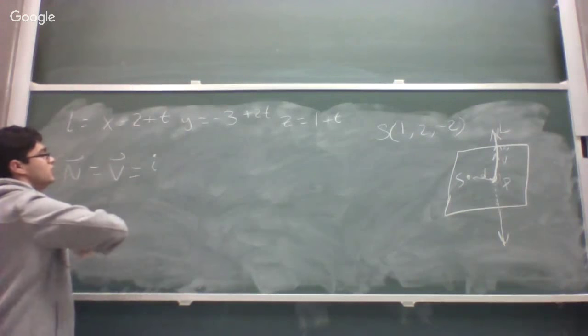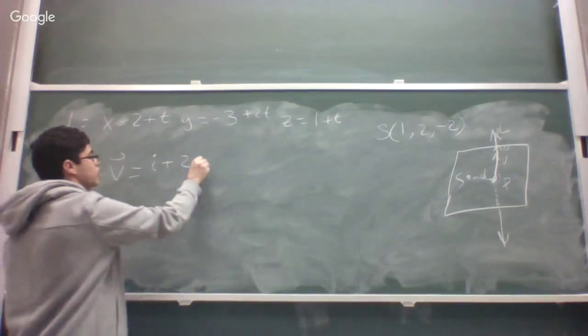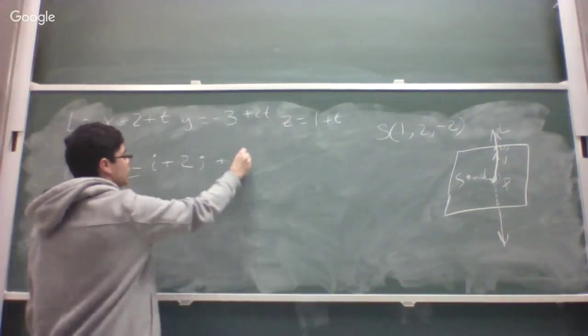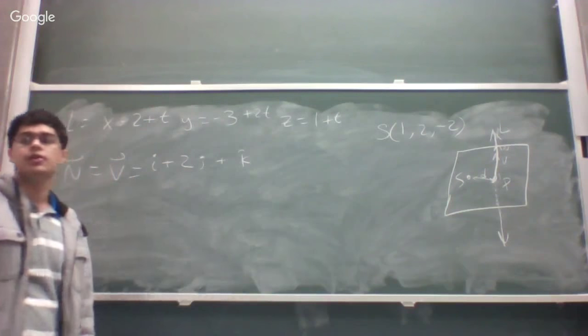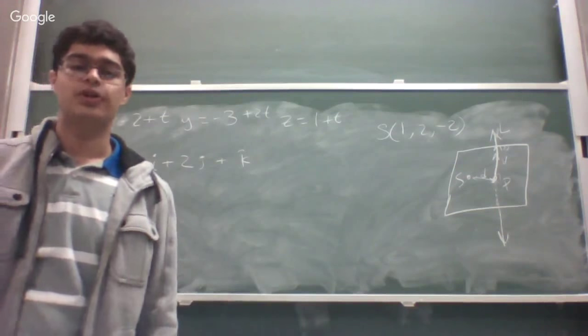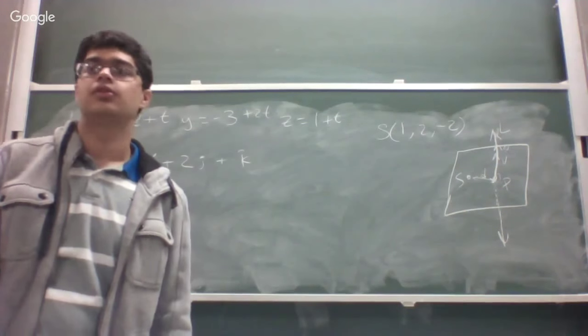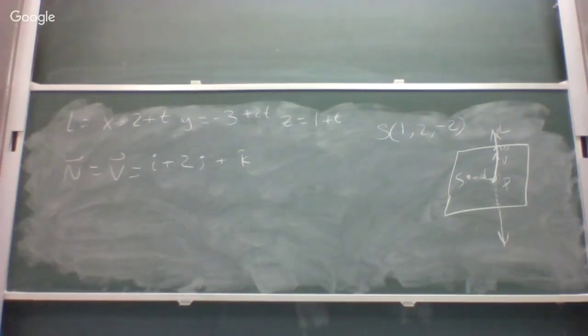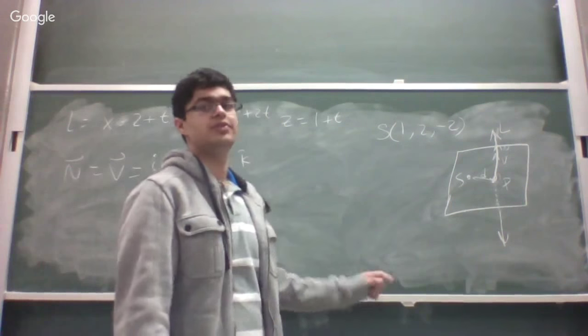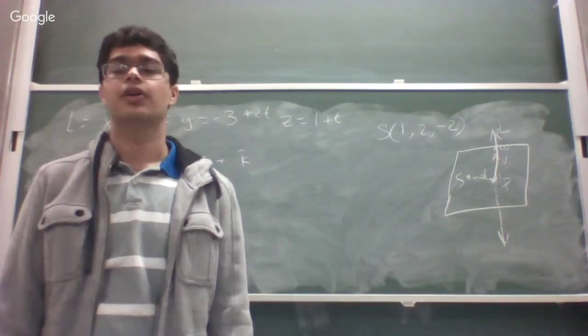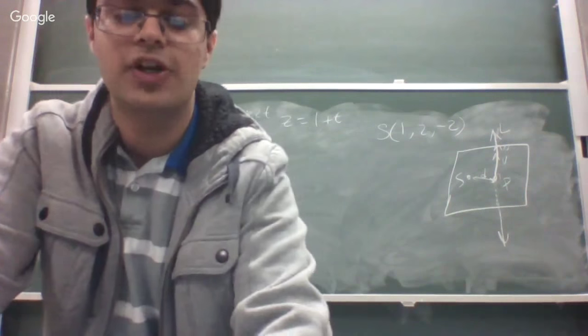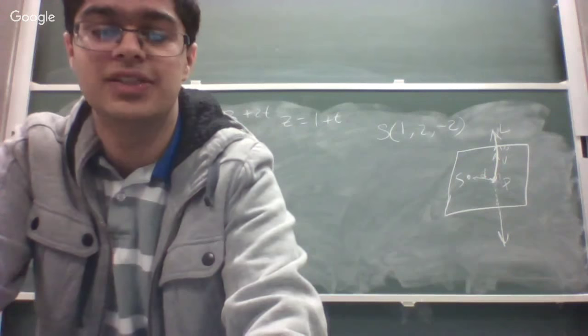i plus 2j plus k. Any questions on that? We're trying to find the distance from S to P. Sorry, P. Yeah, D is the distance.